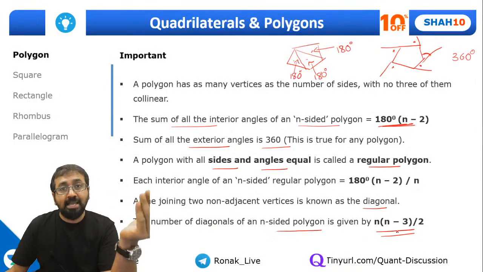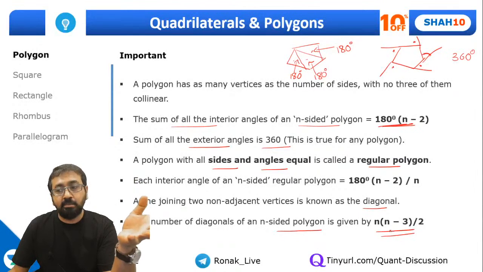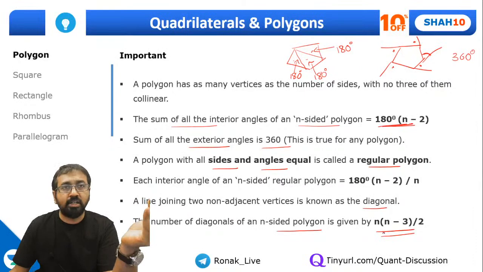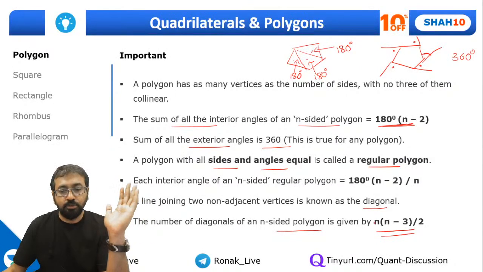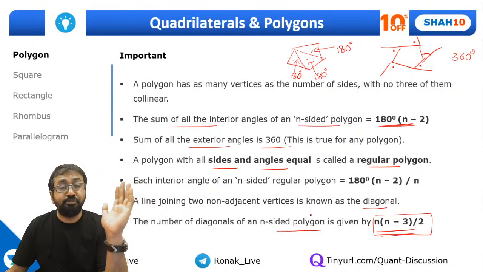So a couple of times this question has been asked in the CAT exam, where you had to calculate the number of diagonals of an n-sided polygon, or you are given the number of diagonals of a polygon, and based on that you need to find out the sum of all interior angles. So ultimately you need to calculate the number of sides, and so on. That is where this formula will be very handy.